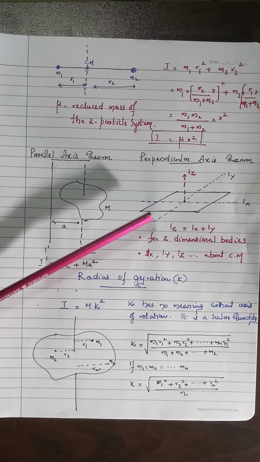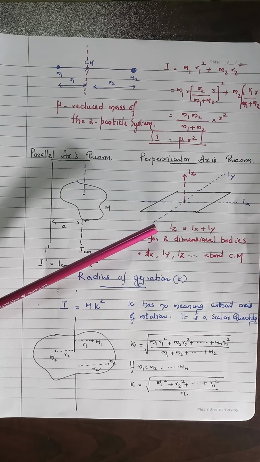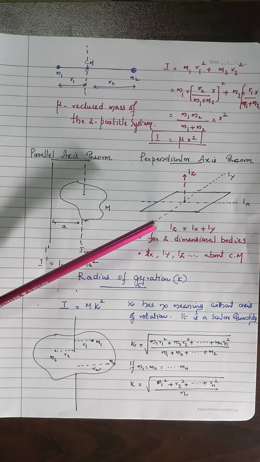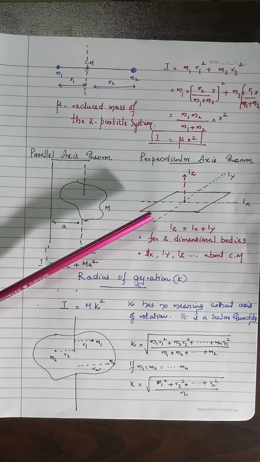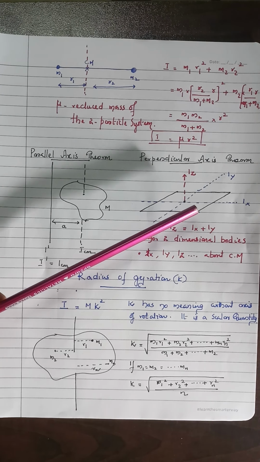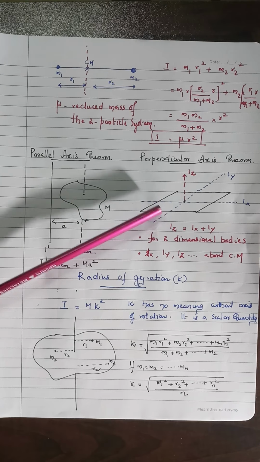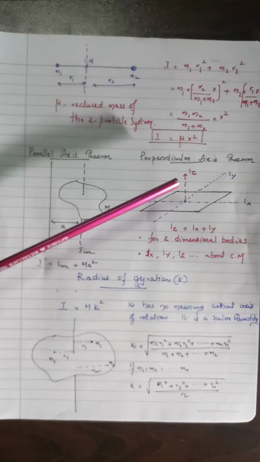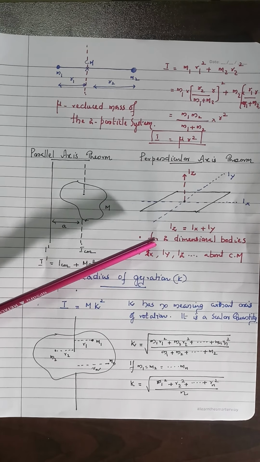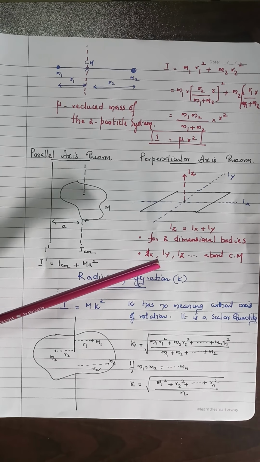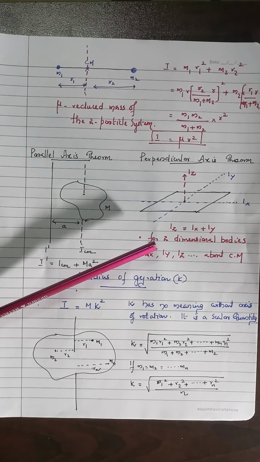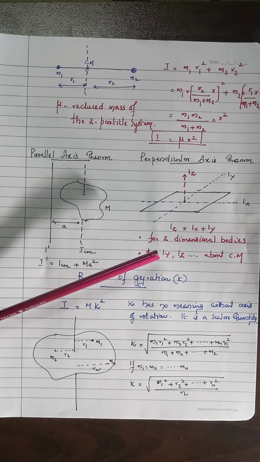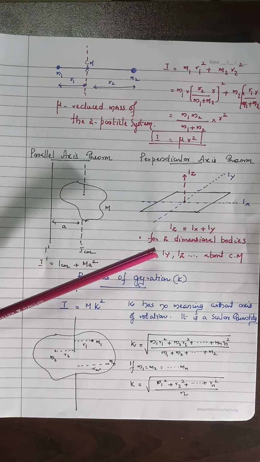The perpendicular axis theorem, keep in mind, as we already said, is applicable only for 2-dimensional objects. And here, a plane lamina. If you know the moment of inertia of the plane lamina about the x and the y axis, then the moment of inertia about the z axis is given as Iz is equal to Ix plus Iy. But keep in mind that x, y and z must pass through the center of mass.